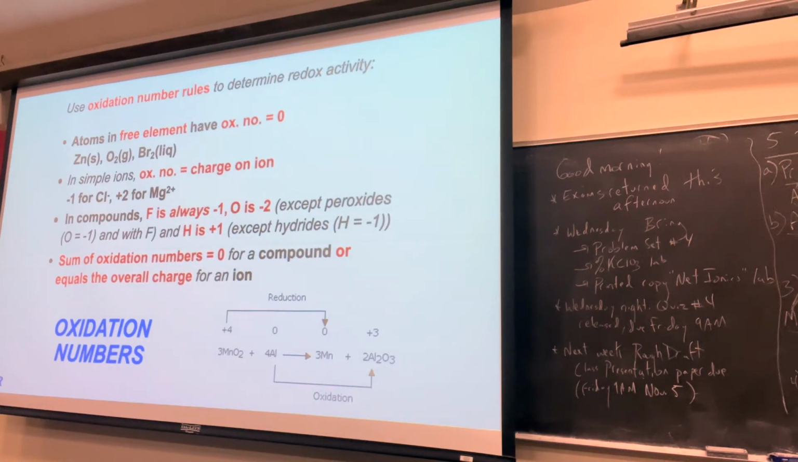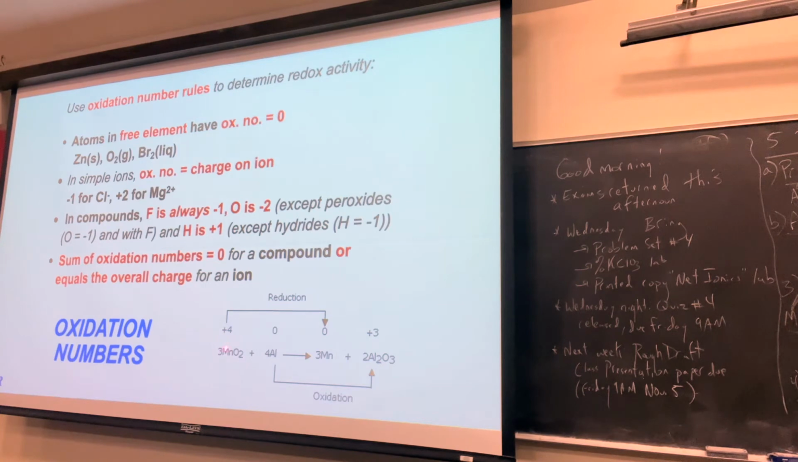Oxidation numbers are ways that you can put numbers in front of elements and then see if something has been oxidized or reduced. So look at this reaction right here. It's MnO2 plus 4Al making 3Mn plus 2Al2O3. The numbers on the top correspond to manganese or aluminum. We're ignoring the oxygen for right now. So notice here, manganese goes from a positive 4 to a 0, while aluminum goes from a 0 to a positive 3.